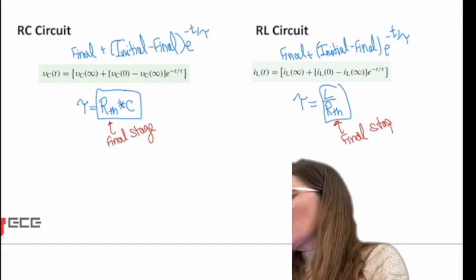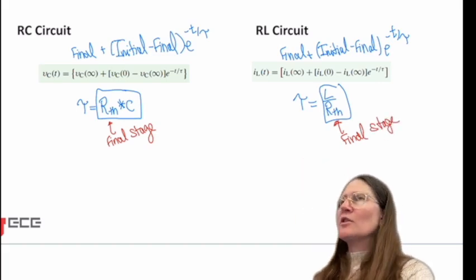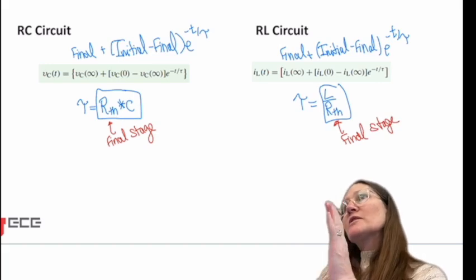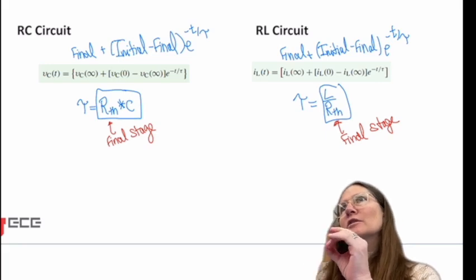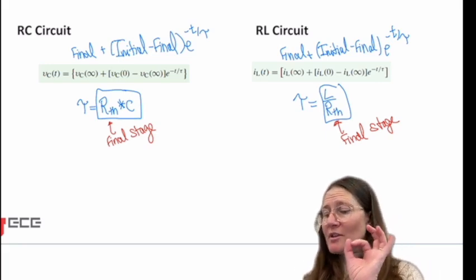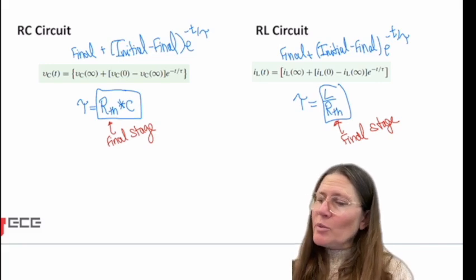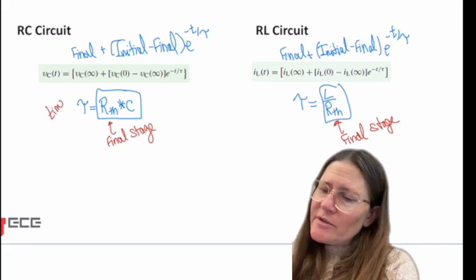The reasoning behind this is that it's going to either charge up and then be steady state forever. So you want to know at the end how long this takes. So this tau is the time constant. So what does it mean?